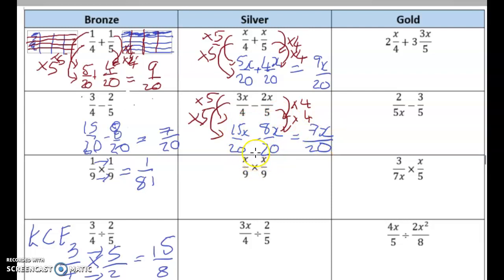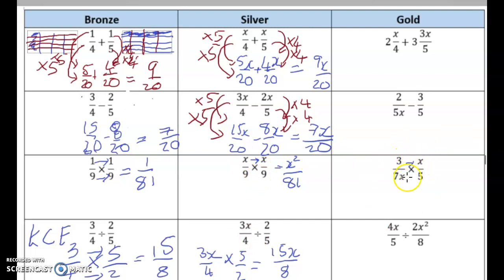over 20. Multiplication, you times top with top, that gives you x squared, bottom times bottom, as per usual. Division, keep, change, flip, keep, change, flip, 15x over 8.